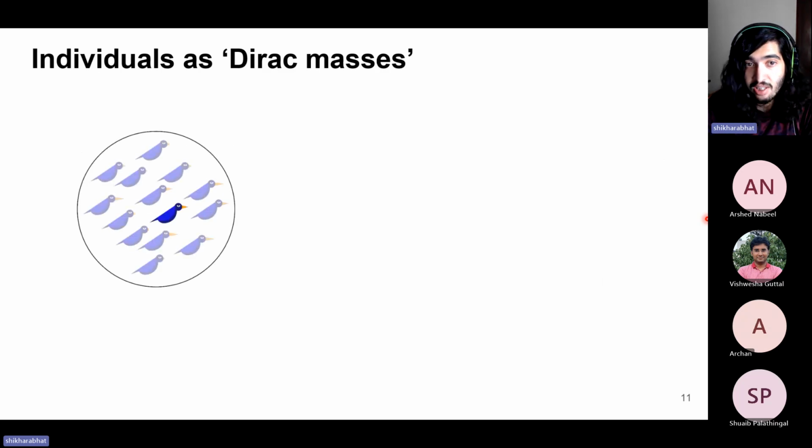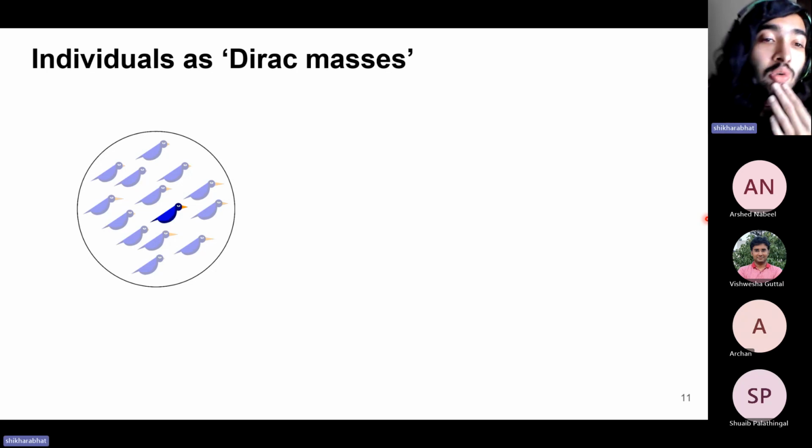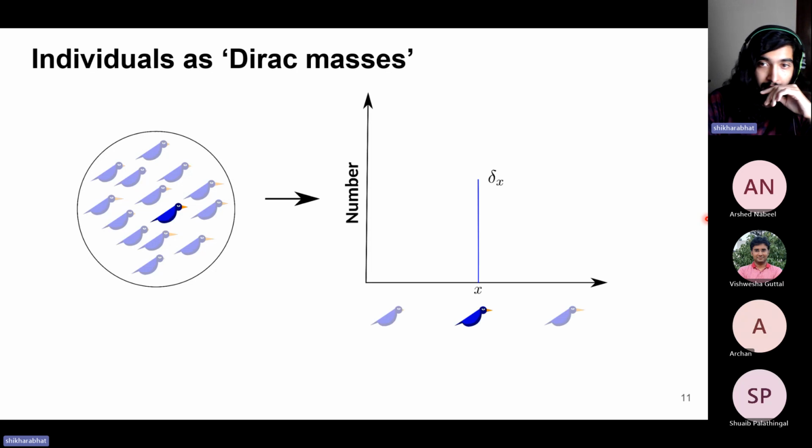What's a Dirac mass? Well, if I look at one bird in my population of birds with varying beak lengths, it has one exact value of beak length, let's say pi centimeters. And we can therefore characterize this bird by placing something called a Dirac mass, the physicists call it a Dirac delta function, at the value of its trait length. So here the idea is that the bird has a beak length of x, and we characterize this by placing this little object called delta x, which is defined as follows.